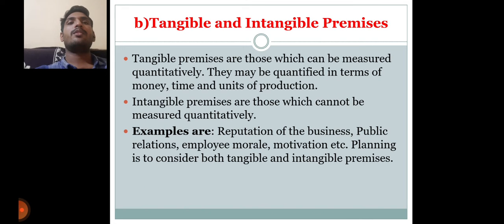Second, tangible and intangible premises. Tangible premises are those which can be measured quantitatively. They may be quantified in terms of money, time, and units of production. Intangible premises are those which cannot be measured quantitatively. Examples are reputation of the business, public relations, employee morale, motivation, etc. Planning must consider both tangible and intangible premises.